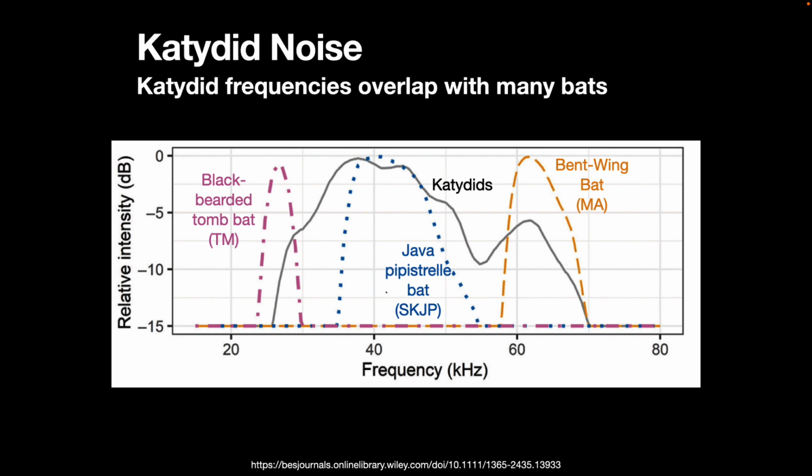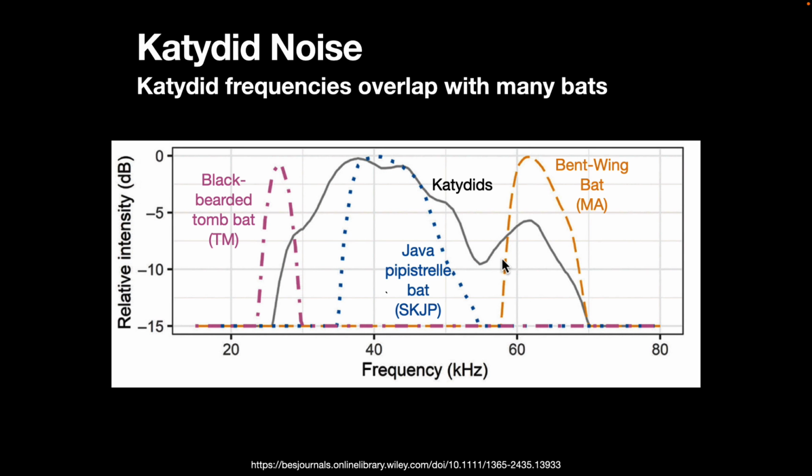Well, if we go back here to look at this, the black-bearded tomb bat has its sounds that it makes for echolocating on the low end of the katydid spectrum. In fact, some of their calls are outside of the katydid calls, and even where they do overlap, they're overlapping at a lower amplitude than, say, the Java pipistrelle bat, where their entire signal is within the range of the katydid noise, and so they can't hear their echolocation calls nearly as well because of all that noise right in the same range.